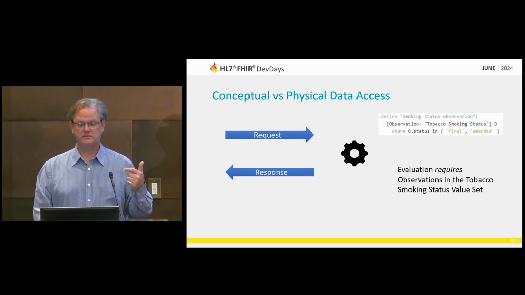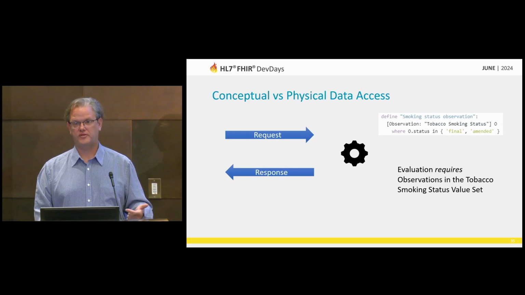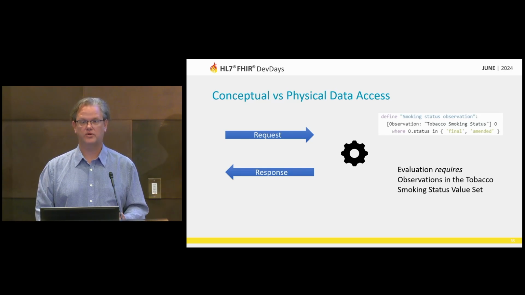In CQL, what we are describing in the expressions is conceptual data access. How that physical data access actually happens depends where that CQL runs. So remember, the point of CQL is to be able to take logic and run it wherever you need to express that. That might be part of a decision support rule, like we're in the middle of right now, evaluating a decision support rule. Or it might be in a quality measure, evaluating across an entire population, or it might be in a public health report.